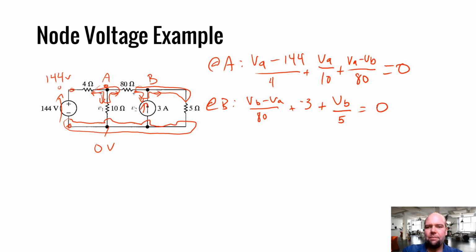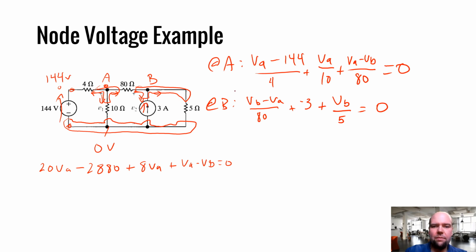So I'm just going to multiply the top one by 80. Multiplying the top one by 80, we get 20 VA, and then that's going to be minus 20 times 144, which should be 2880. And then it's going to be plus 8 VA, and then plus VA minus VB, and that equals 0. Okay.